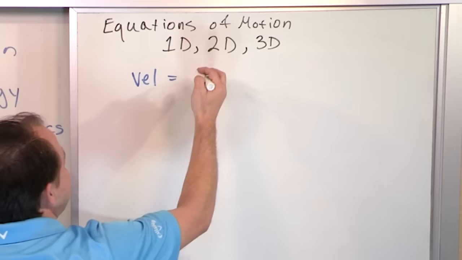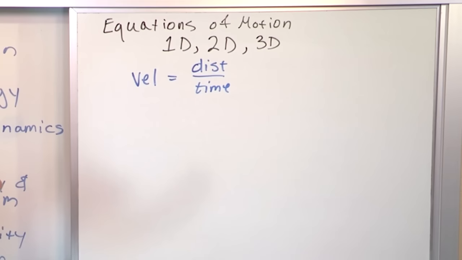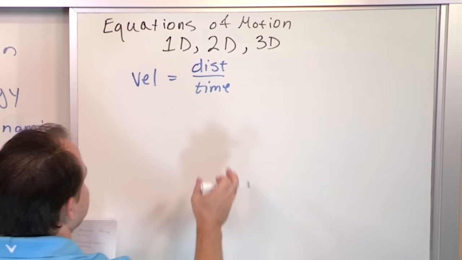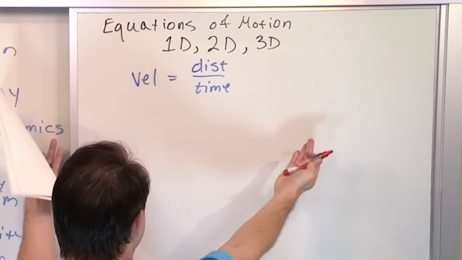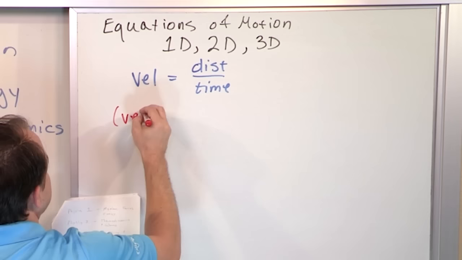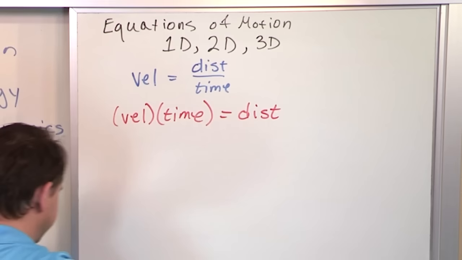How far did you go? How long did it take? You divide those numbers, you get something called a velocity. Now, if you remember a little bit of algebra, this is a fraction, so I can actually get rid of the time on the bottom by multiplying left and right-hand side of the equation by time. So on the left-hand side, I can get velocity multiplied by time, and on the right-hand side, that will be just distance, which is left over.